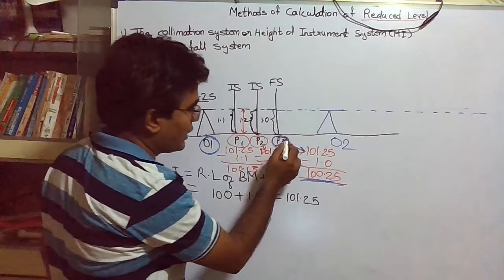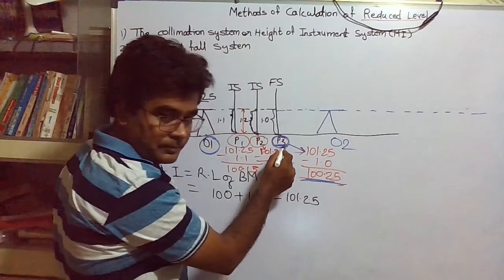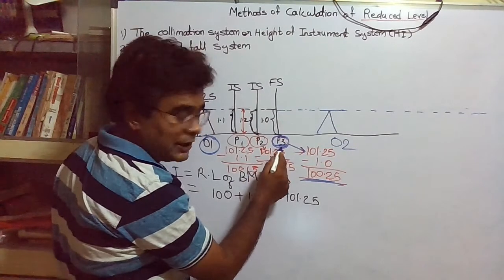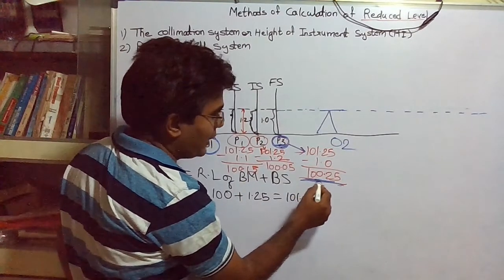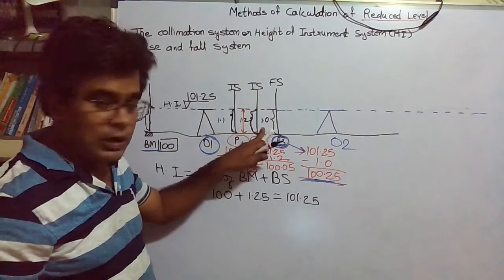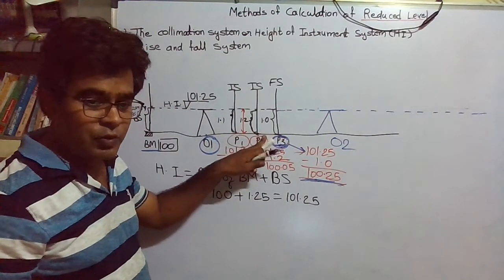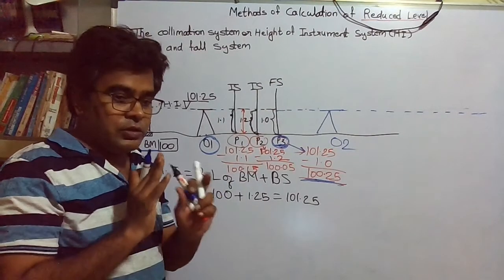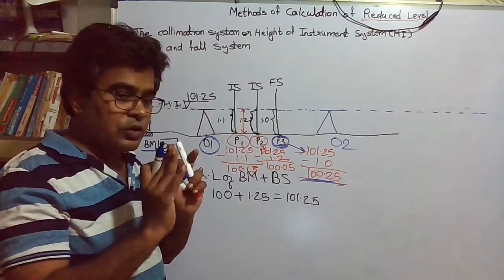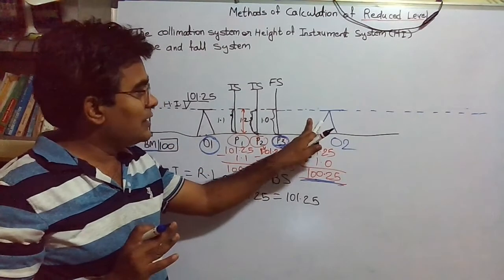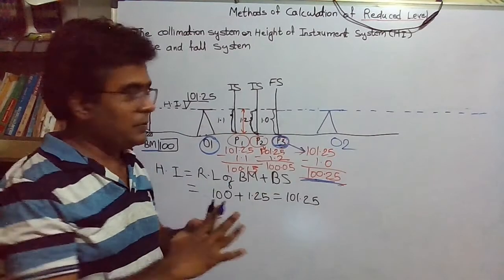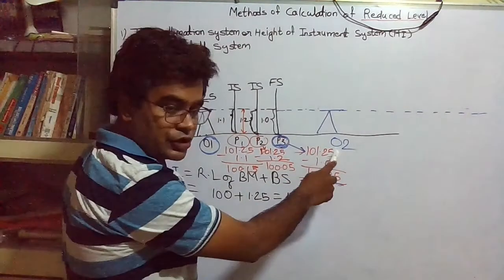This point of known RL means point P3, because the RL of point P3 we found from the first setup of the instrument. So we are not lifting the staff, we are keeping the staff at the same location. We are just rotating it so that the reading can be seen. The reading can be seen from this place also. Now we have shifted our instrument to the new location O2.